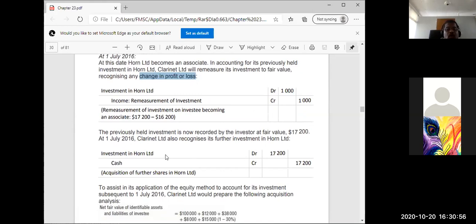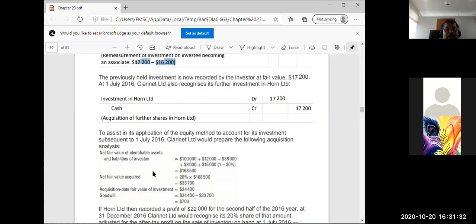So investment in Horn Limited 17,200, cash 17,200. This entry is for the new investment 10,000. This entry is just to bring the previous investment to the fair value. This entry is to record the new investment in the books. That's why we are crediting the cash. Here, acquisition of further shares in Horn Limited. Here, remeasurement of investment becoming an associate. So you will understand the narration.